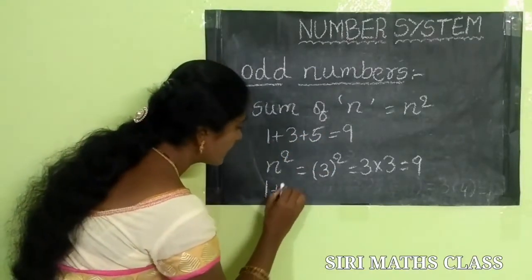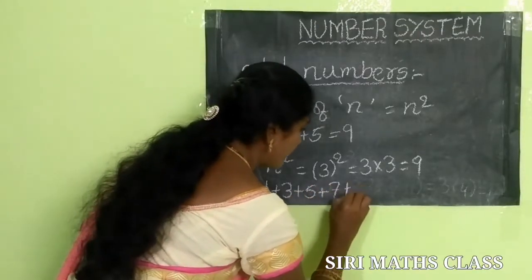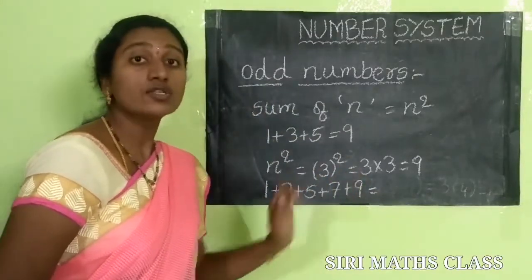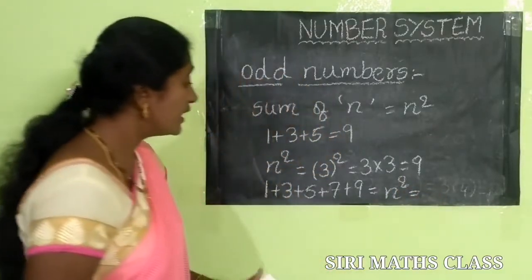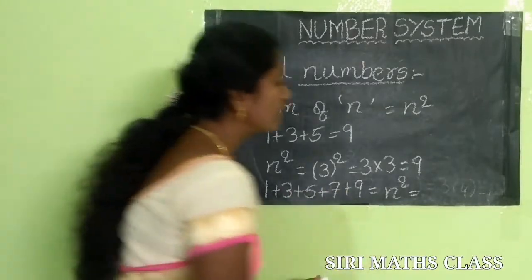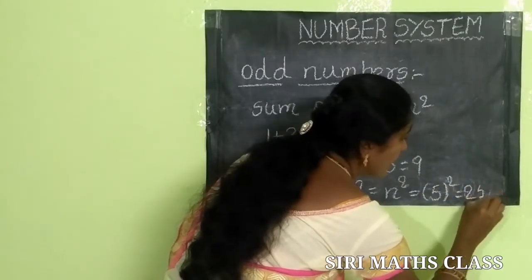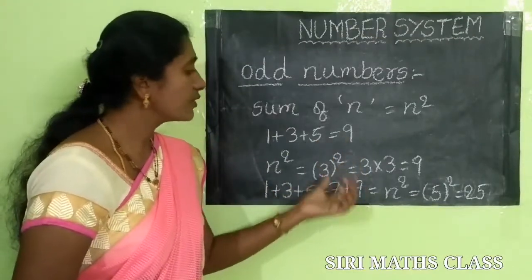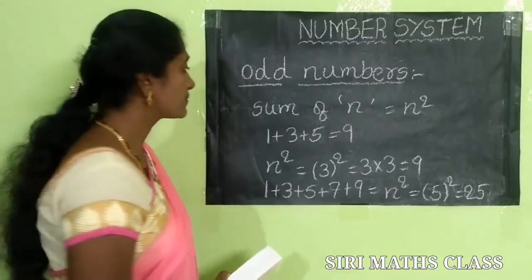Here I can take 1 plus 3 plus 5 plus 7 plus 9. See here, we are adding, so much time is taken now. But we can simply use the formula. What is the formula? N square. Here how many values are there? 1, 2, 3, 4, 5. So n value is 5. Simply we can write 5 square. 5 square value is nothing but 5 into 5, 25. So these formulas are used to calculate very easily and solve the answers.